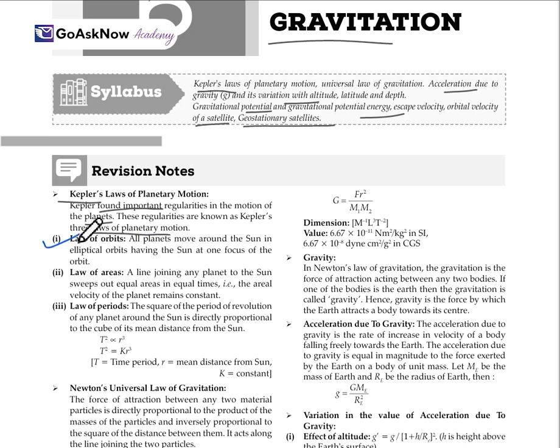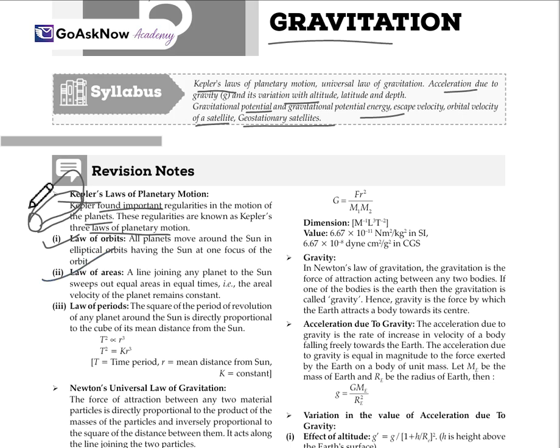First is the law of orbit. All the planets move around the sun in elliptical orbits, having the sun at the focus of the orbit. If this is the sun, the planet follows an elliptical path. So this is the law of orbit, or the first law.